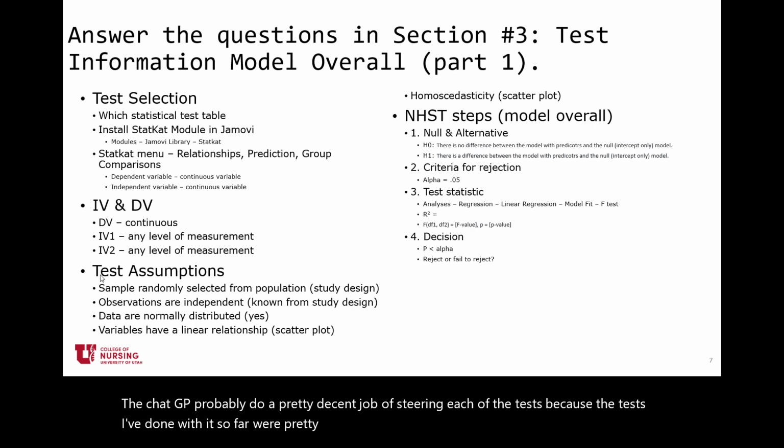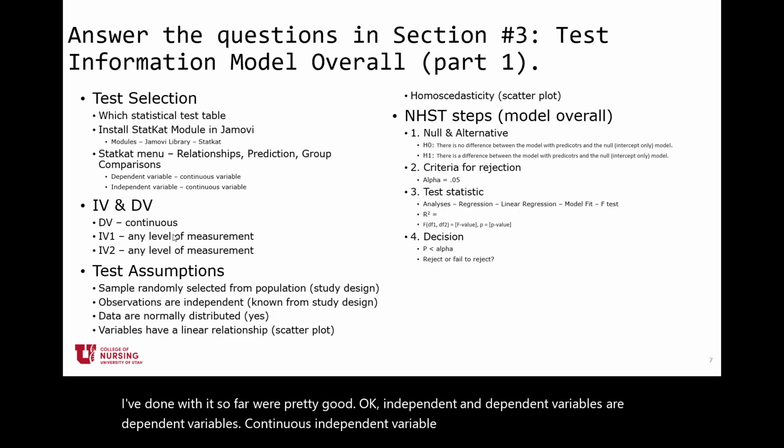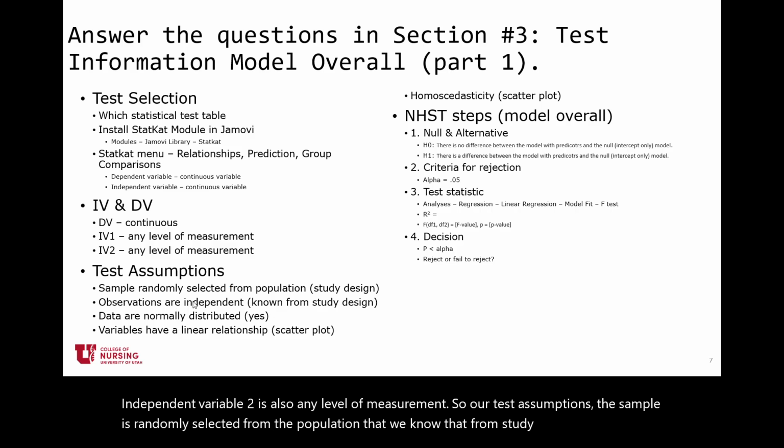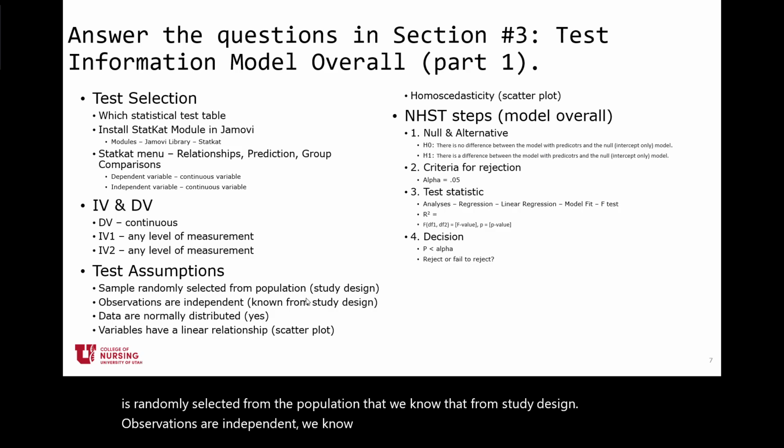Okay, independent and dependent variables. Our dependent variable is continuous. Independent variable 1 is any level of measurement. Independent variable 2 is also any level of measurement. So our test assumptions: the sample is randomly selected from the population. We know that from study design. Observations are independent. We know that from the study design. Data are normally distributed.